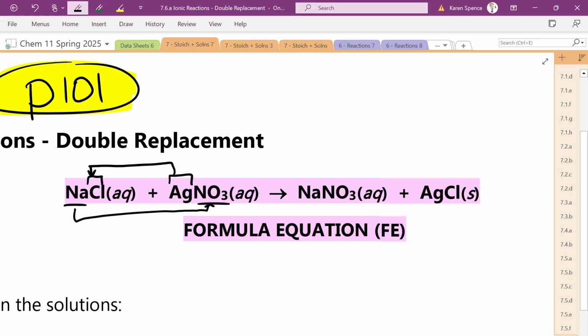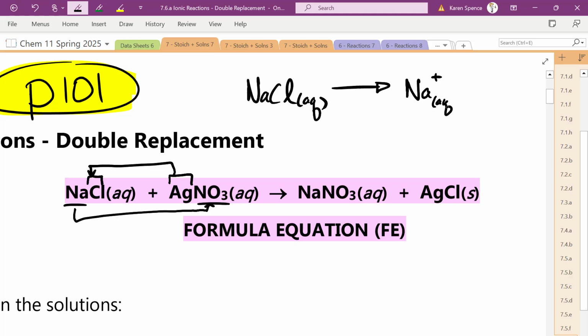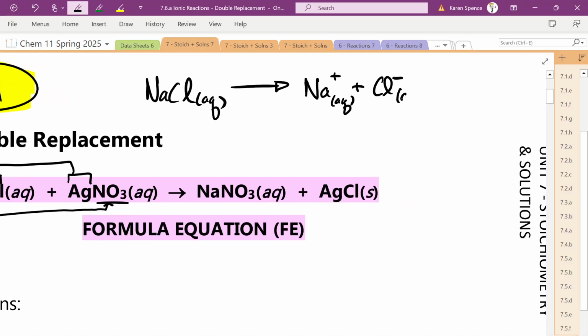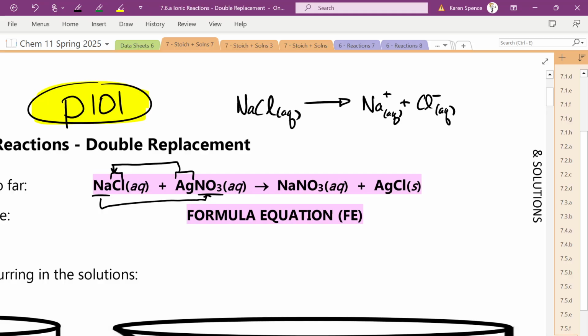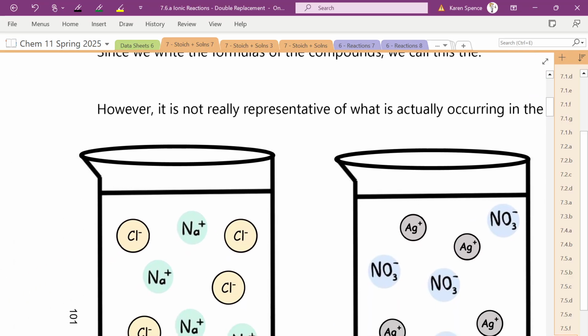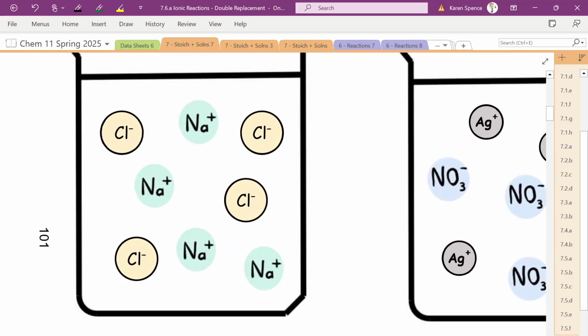But what we know now is that if you have NaCl aqueous, what is that really? It's really Na plus aqueous separate from Cl minus aqueous. So those two are separate. All right? And if you look in the picture, the Na and the Cl are dissociated.